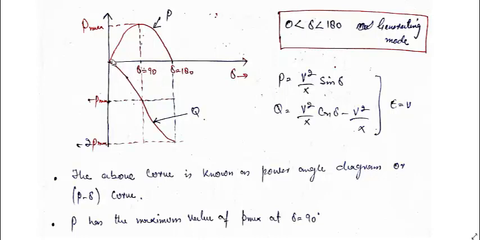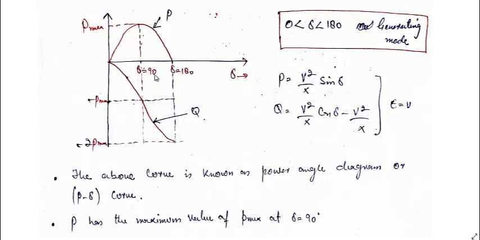So this is the curve for P. This is P max at delta is equal to 90 degrees, because at delta is equal to 90, P will be equal to V square by X, that's P max. So this is the curve for the Q. You can see it from here. At delta is equal to 0, this will be V square by X minus V square by X, that is 0. And when delta is equal to 90 degrees, this whole Q will be equal to minus V square by X, that is minus P max. And when delta is equal to 180 degrees, this will be minus V square by X minus V square by X, that is minus 2 P max.